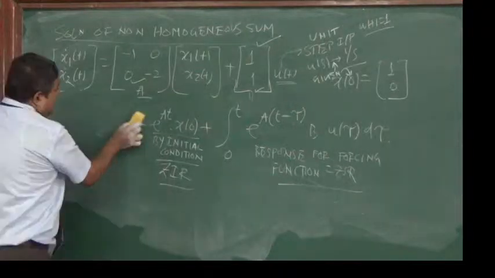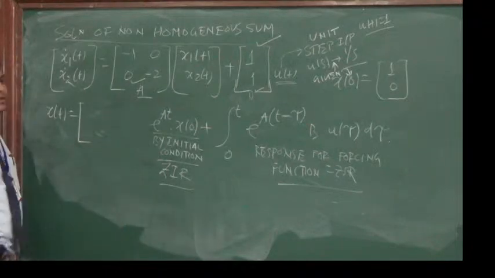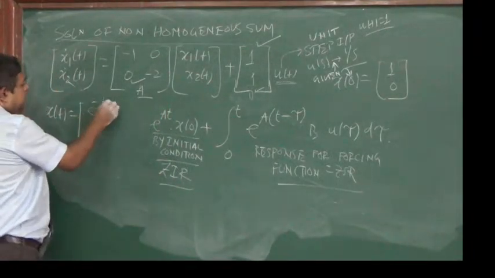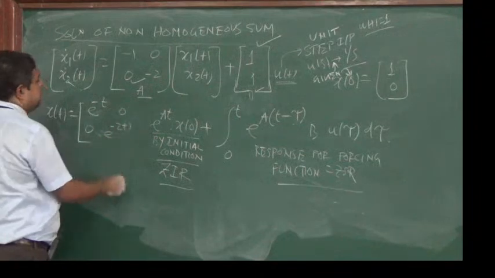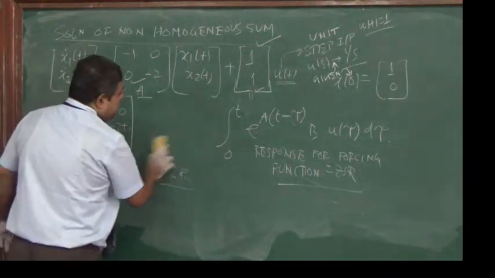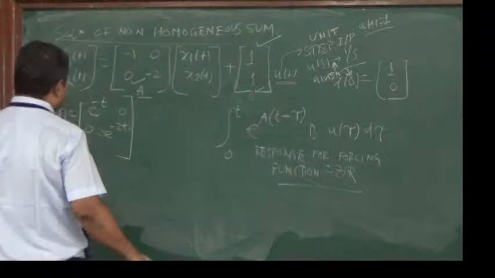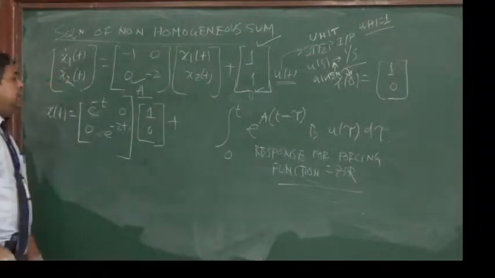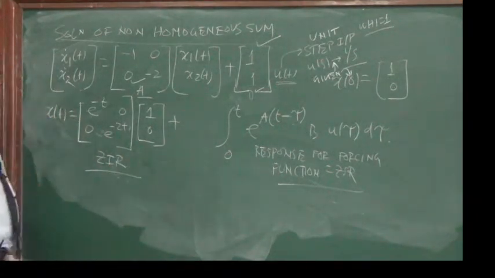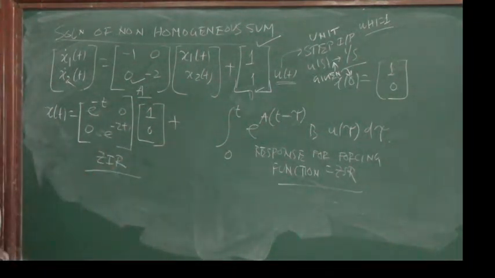So let us solve this. X(t) is [x1(t), x2(t)], and e raised to At I will give you. It is simply a diagonal matrix: e raised to minus t, 0, 0, e raised to minus 2t. For this A you can find it by the same method. Multiplying by x0 = [1 0], this is the zero input response part. This was the only solution for the homogeneous system equation, plus this next part.